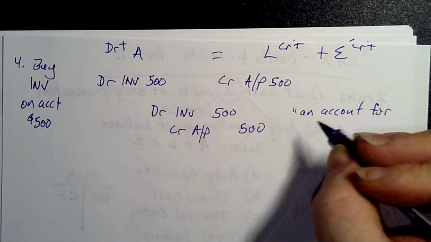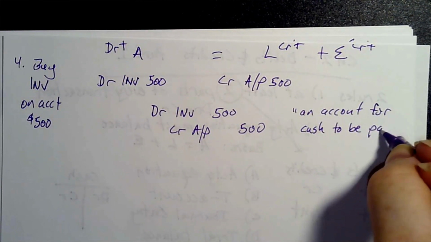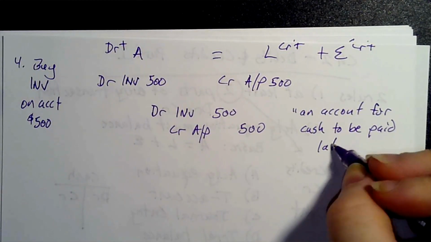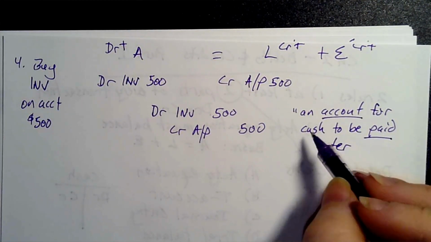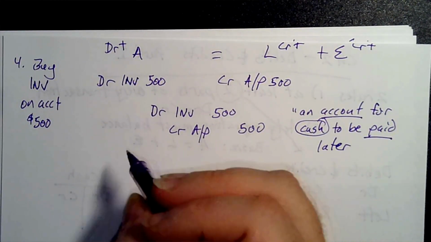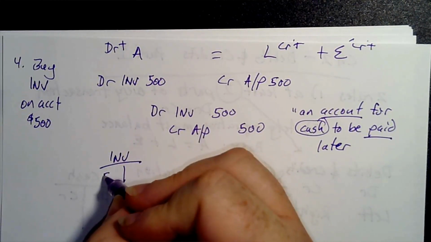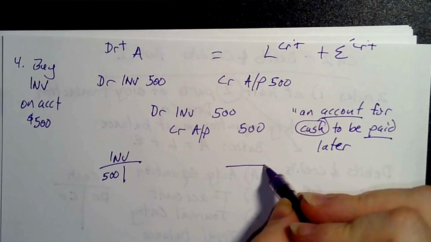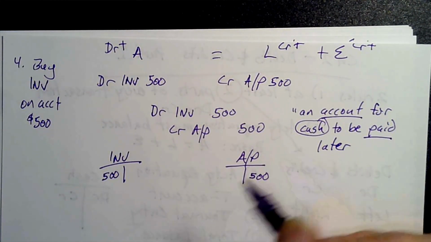And you can think of accounts payable as an account for cash to be paid later. So here's the A and the P, accounts payable. And remember, it's a substitute for cash. In other words, we don't pay cash now, we pay it later. And my T accounts would be, well, I had an inventory. It increases with a debit. And then I'd have an AP, which increases with a credit.